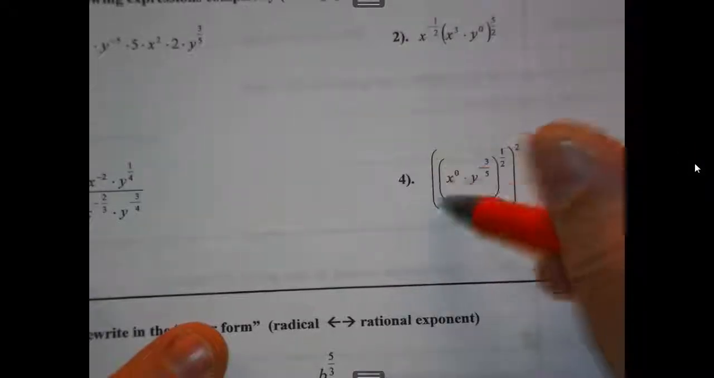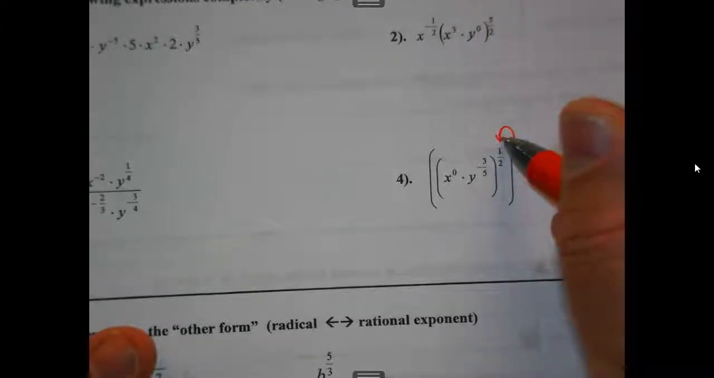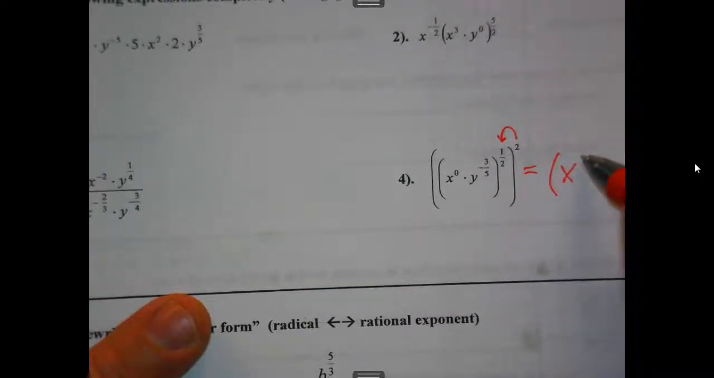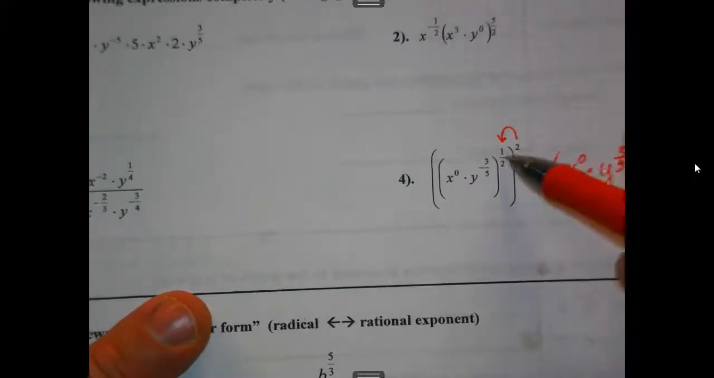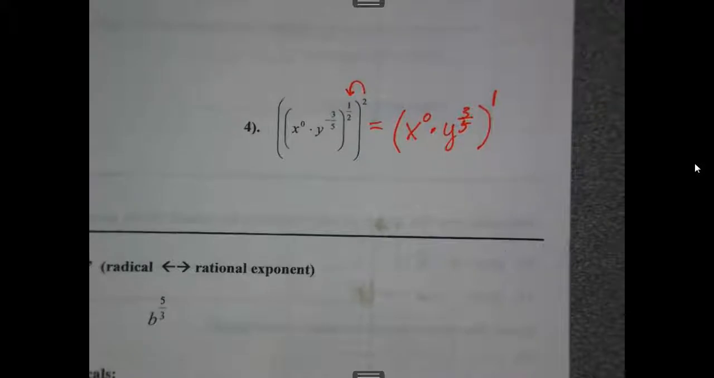I have two sets of parentheses, so I'm going to do the outer one first. 2 times 1/2 equals 1. Okay, so 2 times 1/2 is 1. Now I got to distribute the 1.